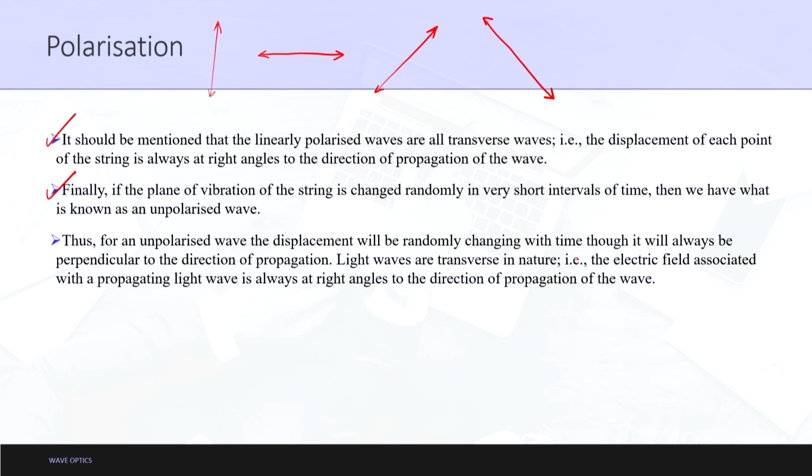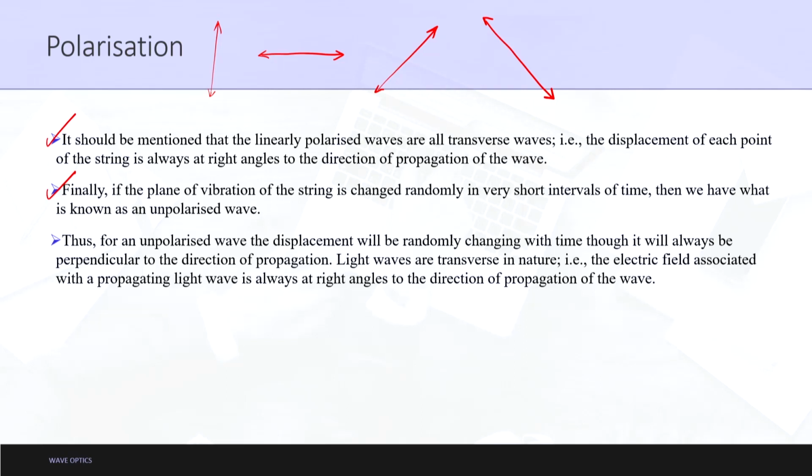So finally, if the plane of vibration of the string is changed randomly, as I said, in very short intervals of time, then we have what is known as an unpolarized wave. So this is the example of an unpolarized wave again. Thus, for an unpolarized wave, the displacement will be randomly changing with time. Quite evident, the displacement will change, either in the y direction or z direction, or anything between the y and z directions.